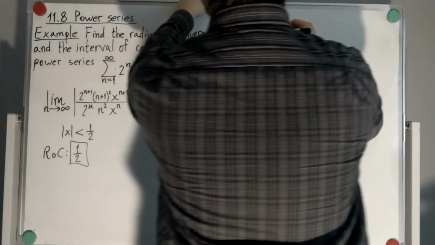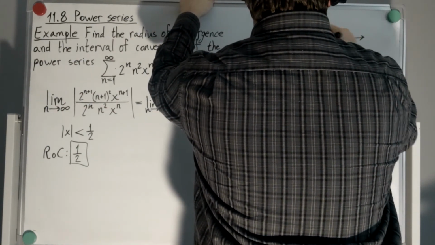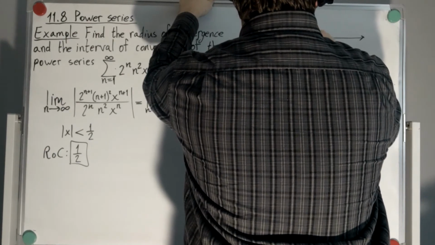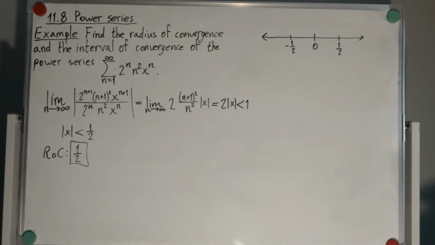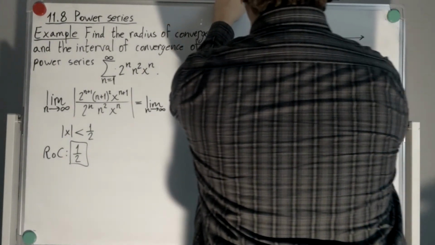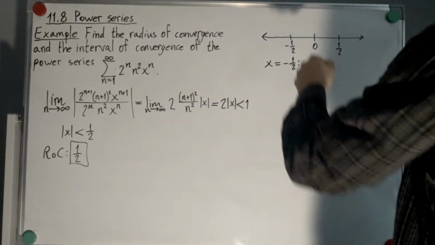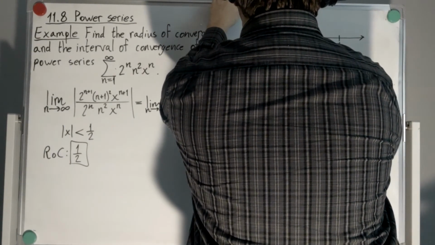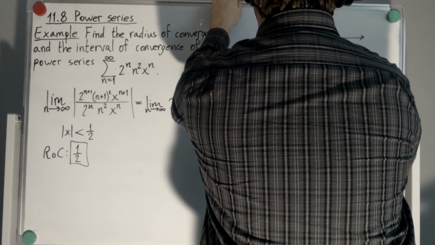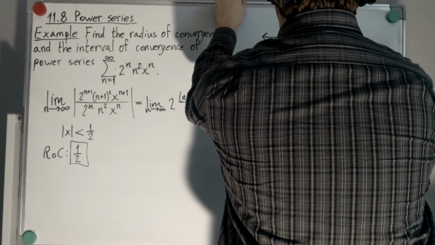We have a center at 0, and we can't go further than 1/2. So now all that's left is just to test the endpoints. Well, if x is negative 1/2, then what we're dealing with here is the sum from n equals 1 to infinity of 2 to the n squared, negative 1/2 raised to the n.